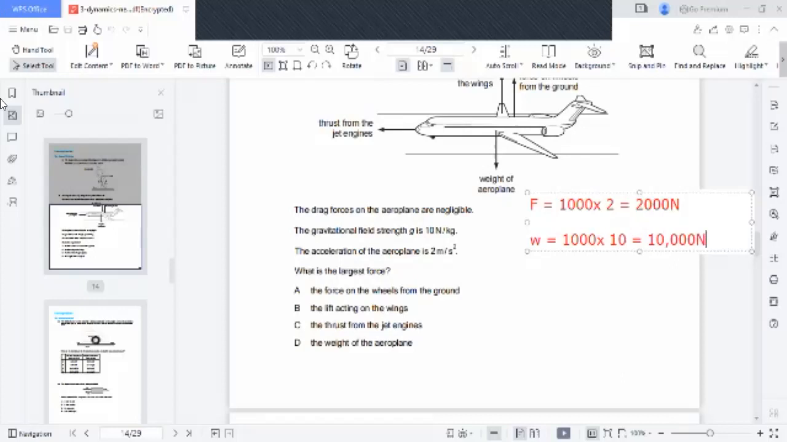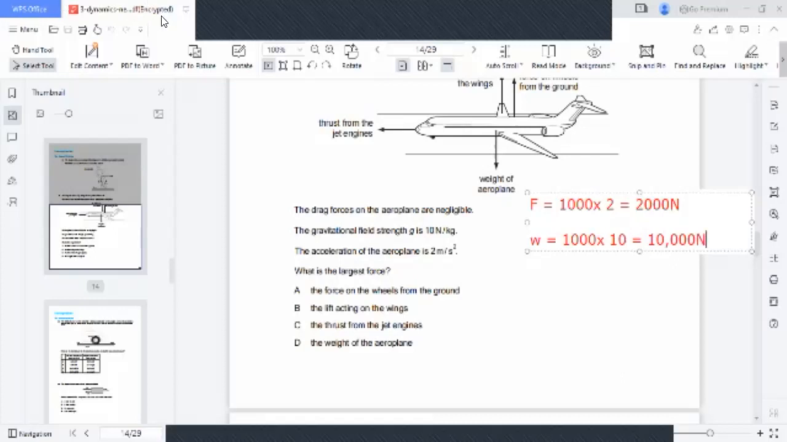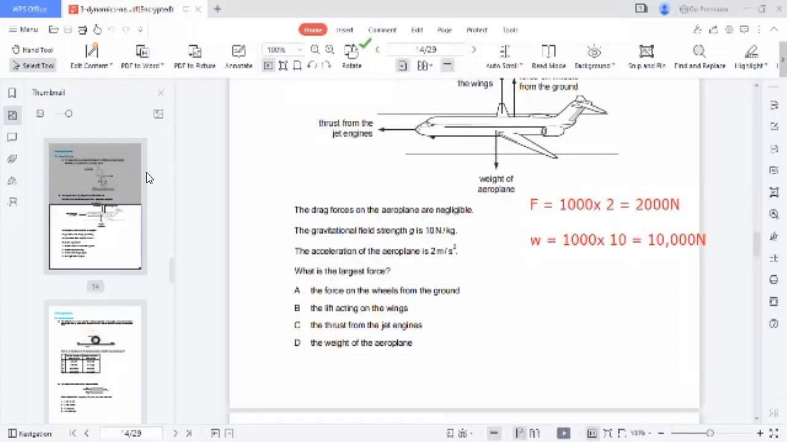So I can easily say that when its velocity is such that its acceleration is only 2, then I can most probably say that at that time its weight would be larger than other forces. So weight of the aeroplane is comparatively larger than other forces.